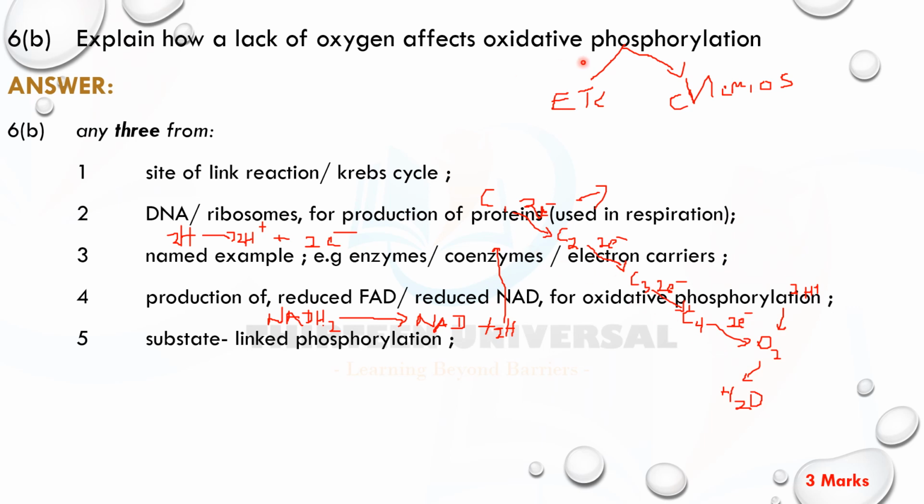Of course, oxidative phosphorylation will not occur. Chemiosmosis will not occur, so ATP will not be made. NAD will not be regenerated, so the link reaction and Krebs cycle shut down. No proton gradient is set up.